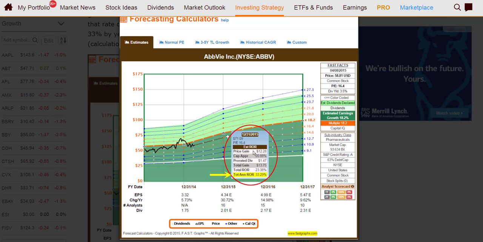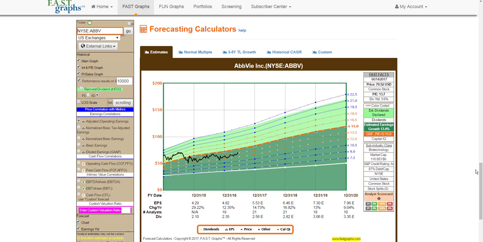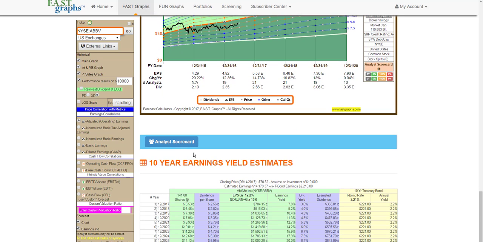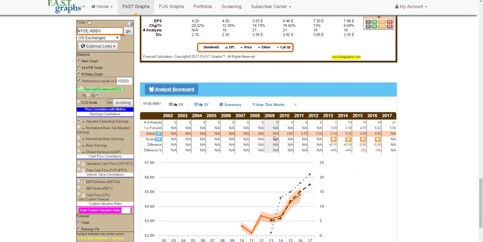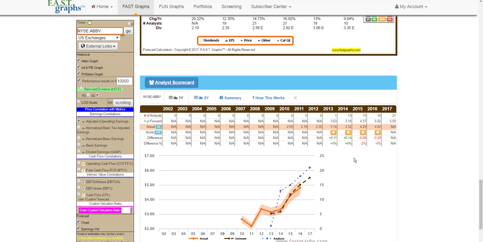So here's the forecasting calculator that I presented in the article I wrote on April 8th, 2015. And I want you to notice that the analysts were forecasting earnings of $4.34 for 2015, $4.99 for 2016, and then at that time $5.47 for 2017. So let's check that against current estimates first. In order to do that, I'm going to go to the analyst scorecard that is available on FastGraphs and review how accurate those estimates actually were.